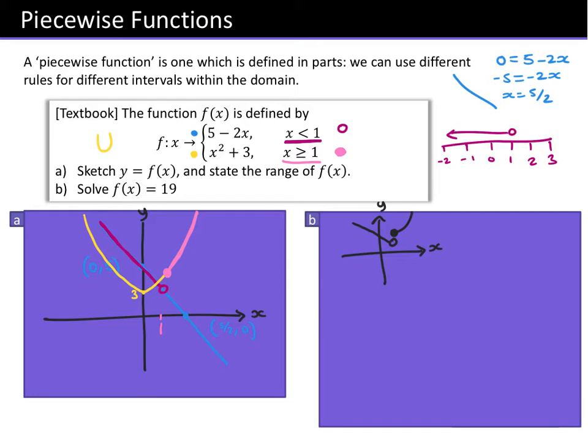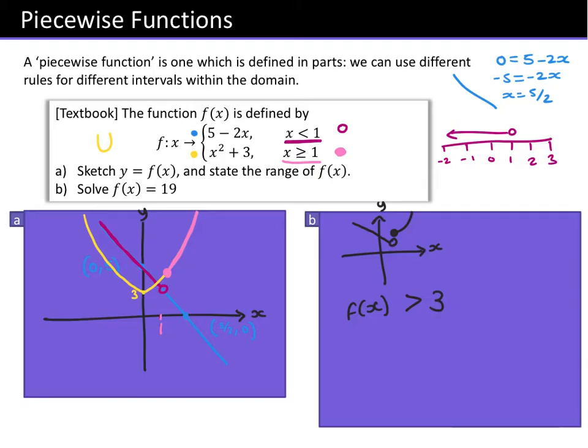Okay? So sketch f of x and state the range of f of x. Now the range is the possible y values. Okay, now the lowest y value is actually this one here, is when we put 1 into the equation. Okay, so if I put 1 in here, I get 5 minus 2, which is 3. So actually my lowest value is 3, but it's less than 1, so it doesn't include 1. So my range is going to be greater than 3, not greater than or including. Okay, so f of x is greater than 3, because that's my lowest y value. And it just goes on forever, doesn't it? If you think this line's going to go on forever and this curve's going to go on forever, we have no idea.